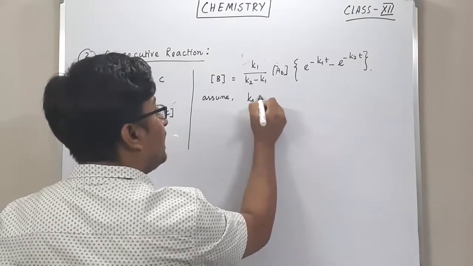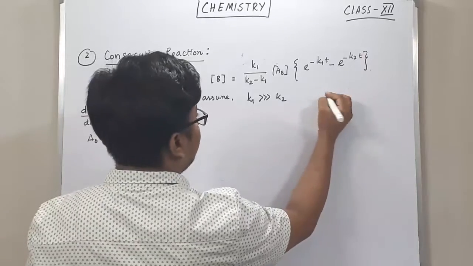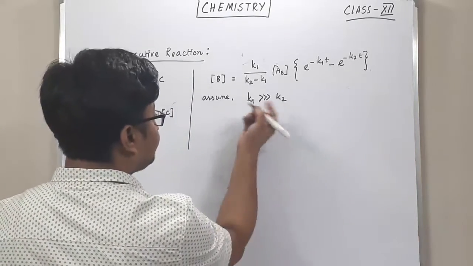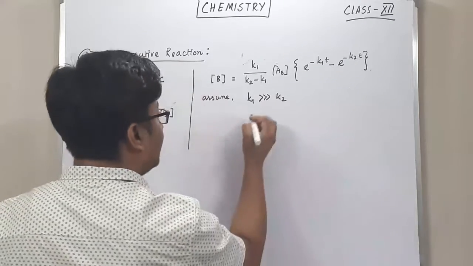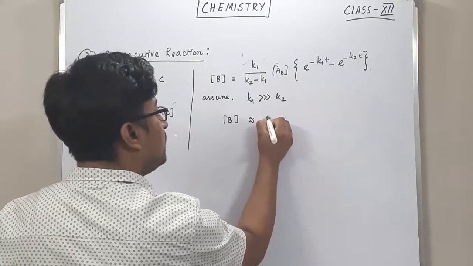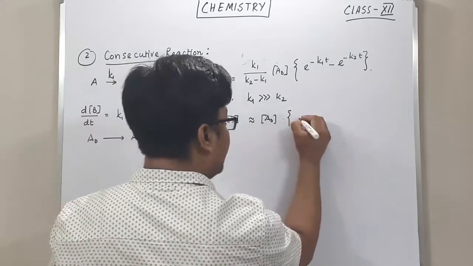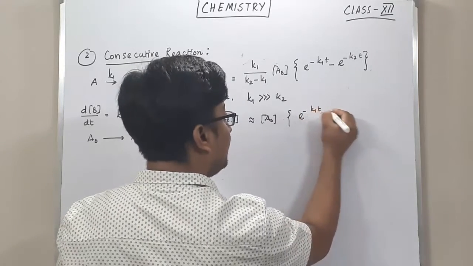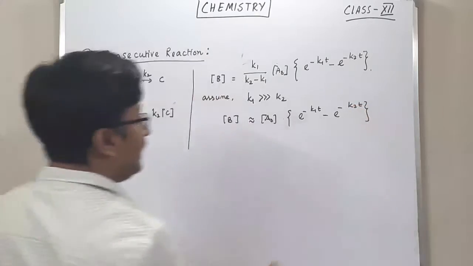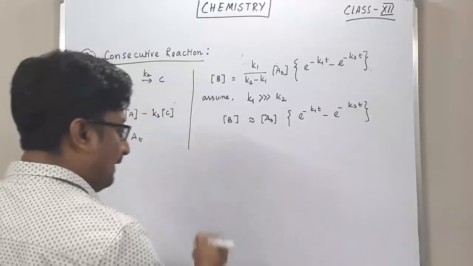Now if we assume here that K1 is very much greater than K2, what can we say from here? We can say that the concentration of B is almost equal to A0 into e to the power minus K1t minus e to the power minus K2t. Right? e to the power minus K1t minus e to the power minus K2t.